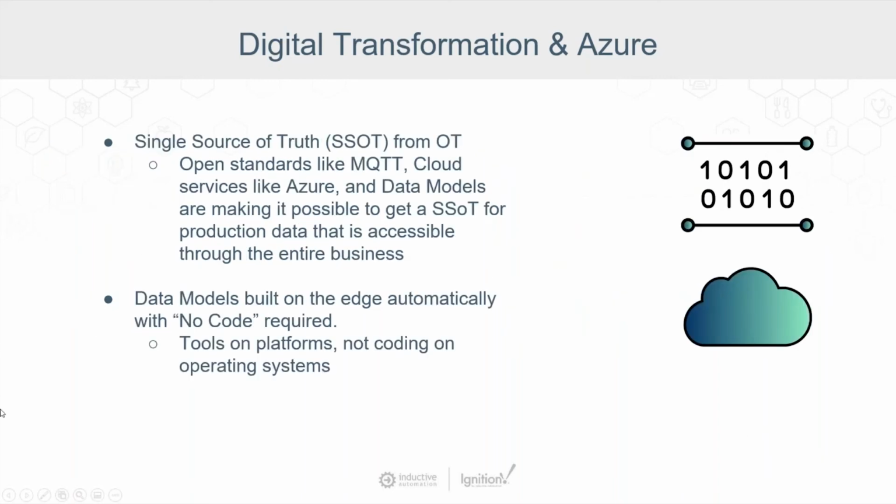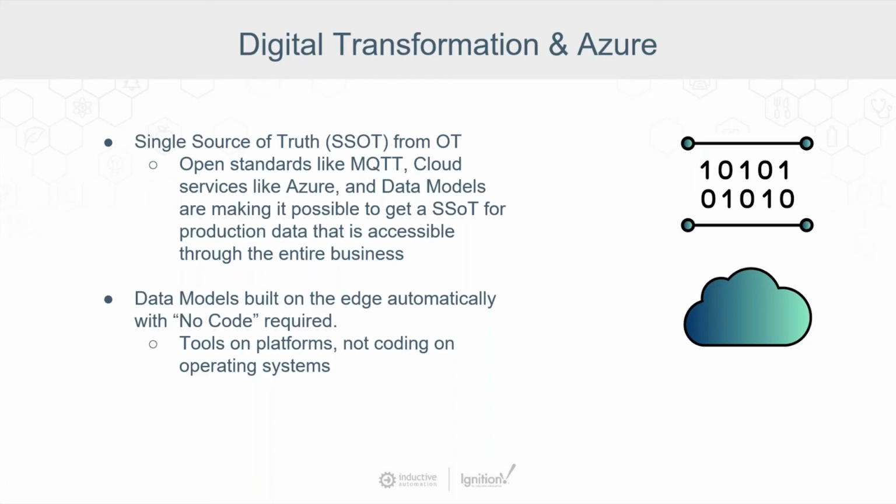All right, yeah, thank you, Mike. And so with all of this we're talking about here today, what it boils down to is being able to provide a single source of truth of our systems. And so cloud services like Azure and open standards like MQTT and data models are making it possible to really have this single source of truth, the production data that is accessible throughout the entire enterprise.